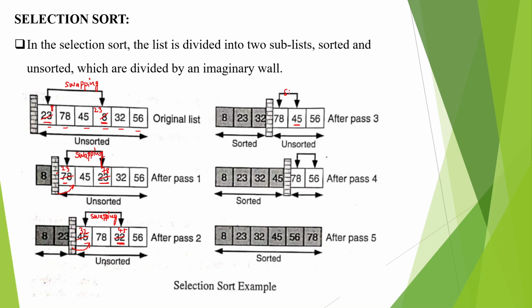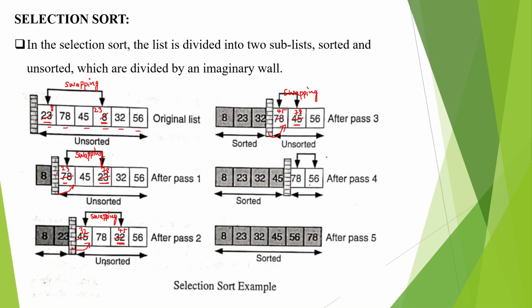Swap the smallest element with the first element in the list. So 78, 45 swap అవుతాయి. So 45 will come here and 78 will go here. Okay, so now move the imaginary wall one step ahead. Imaginary wall కాస్త ఇక్కడికి వచ్చేస్తుంది. So 45 will be shifted to the other side of the wall. So 8, 23, 32, 45 we got in sorted list, and only 78, 56 in unsorted list.